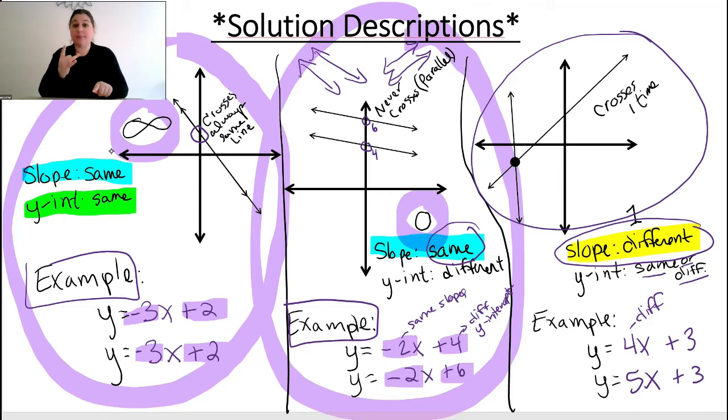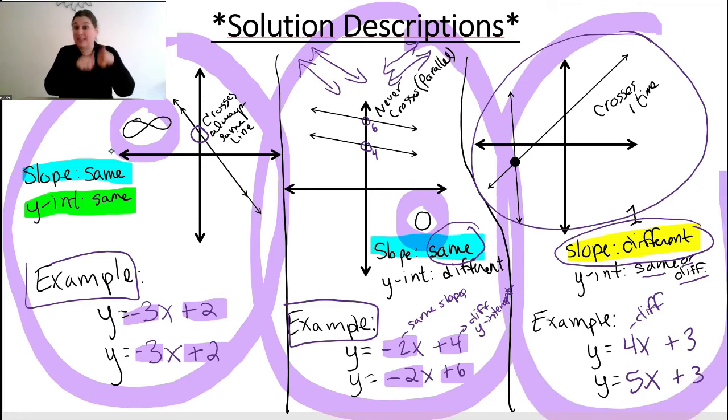Infinite means same exact line. 0 means same slope, but different y-intercepts. And for the last one, automatically, if you see different slopes, it means one solution. Next slide.